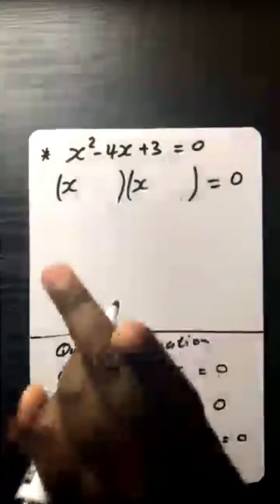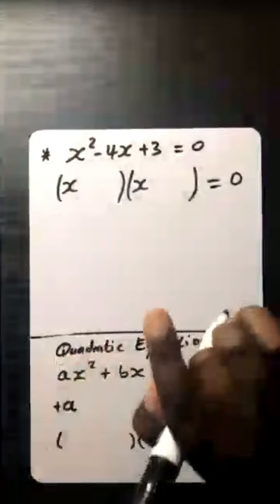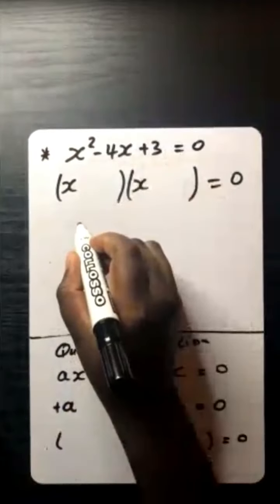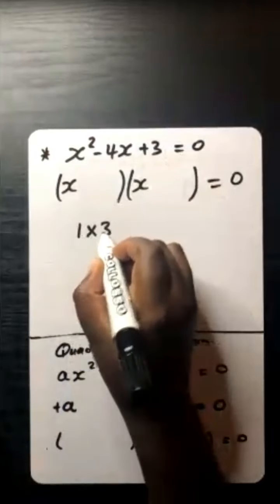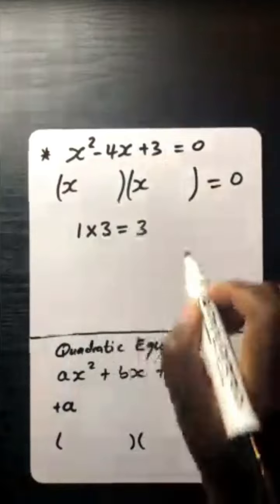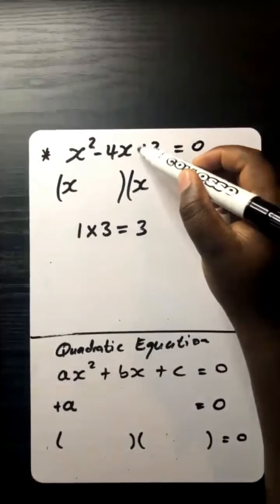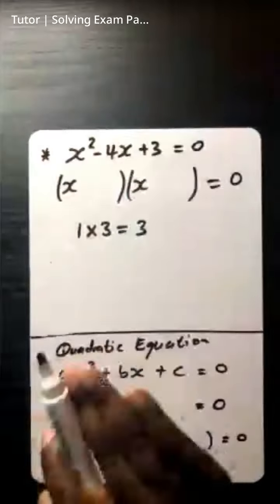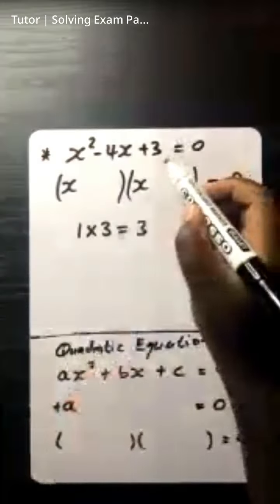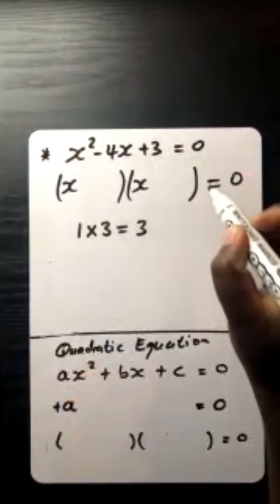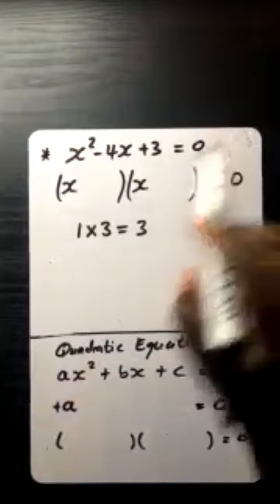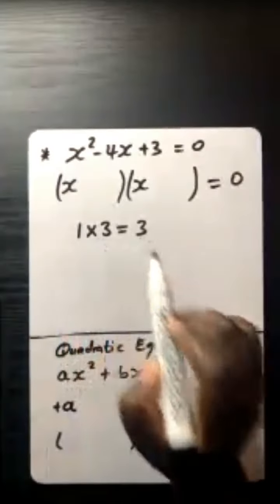So what 2 numbers when multiplied together will give you a 3? Obviously, it's 1 multiplied by 3, which will give you 3. Remember, Shreyas, we are not concerned about that sign. We are not concerned about the positive or the negative sign. We just need to know what two numbers, when multiplied together, will give you that C value, which is 3. 1 times 3 is going to give you 3.